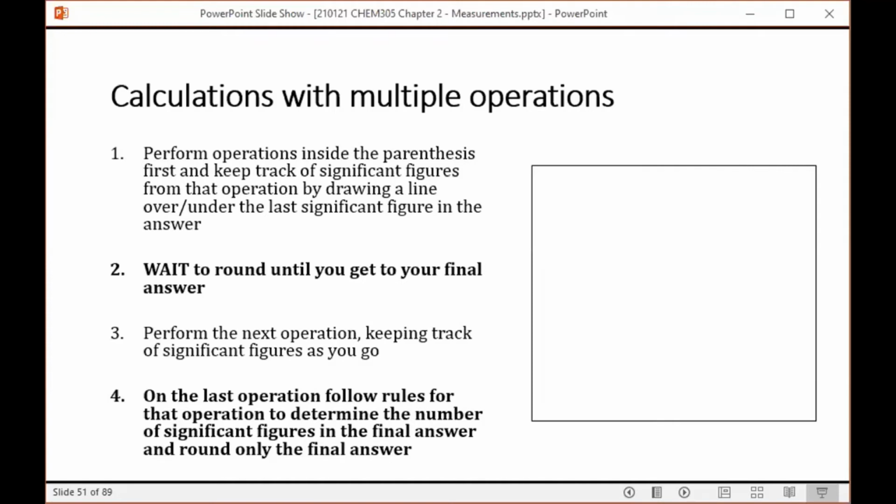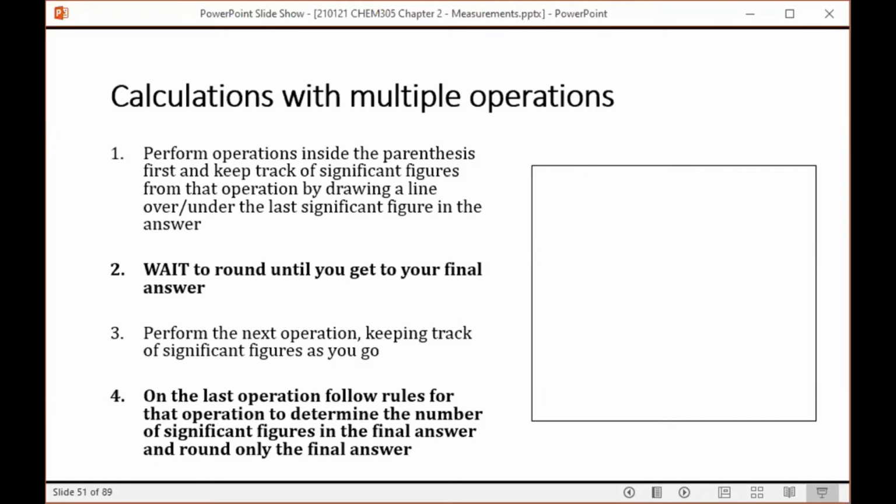And I like to draw just a little line under or over. Some people put a star, whatever works for you. But the key is that you keep track of the sig figs, but you wait to do your rounding until you get to the very last operation. So you only actually round your final answer, but you keep tabs on the sig figs all the way through. And each step of the way, you follow the rules for that mathematical operation.